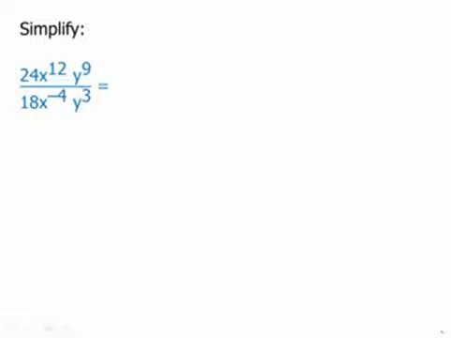For example, you might be asked to simplify something like this. Pause the video and see if you can simplify this, and then we'll talk about it. Well, of course, the first thing we'll do is treat the numbers separately from the exponents. For the numbers, we'll just factor out the greatest common factor, which is 6. Not changing the exponents at all, just the numbers simplified to 4 over 3.